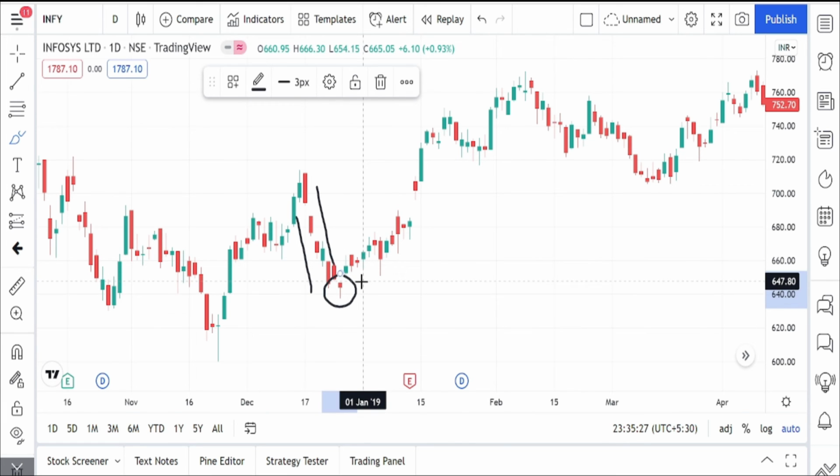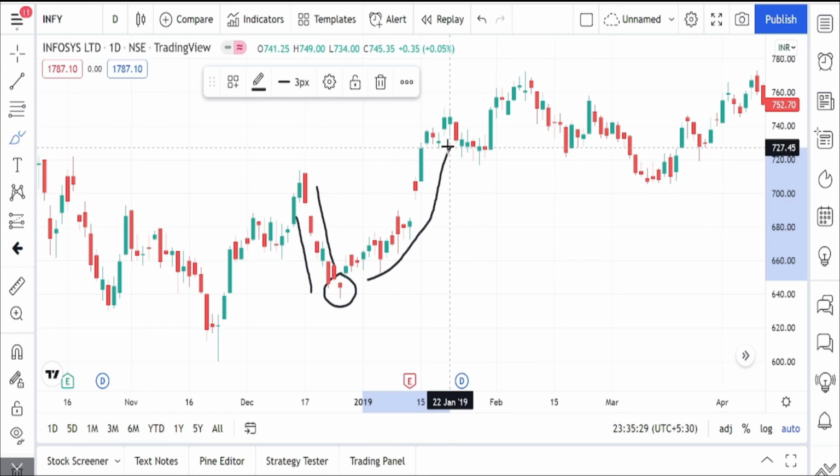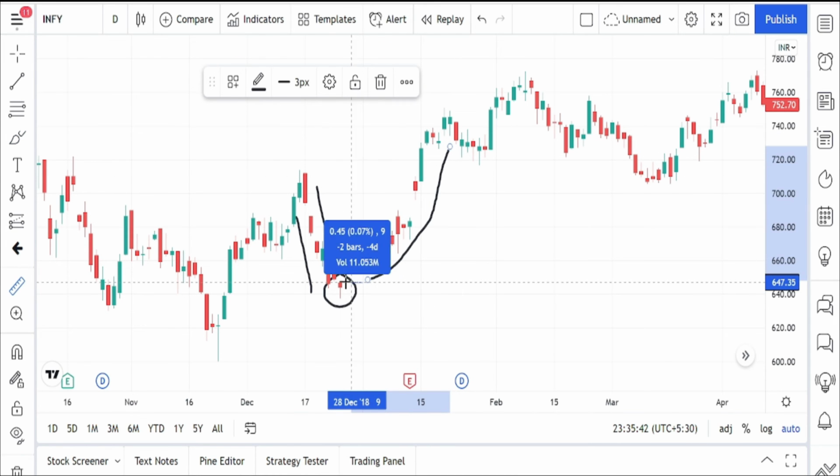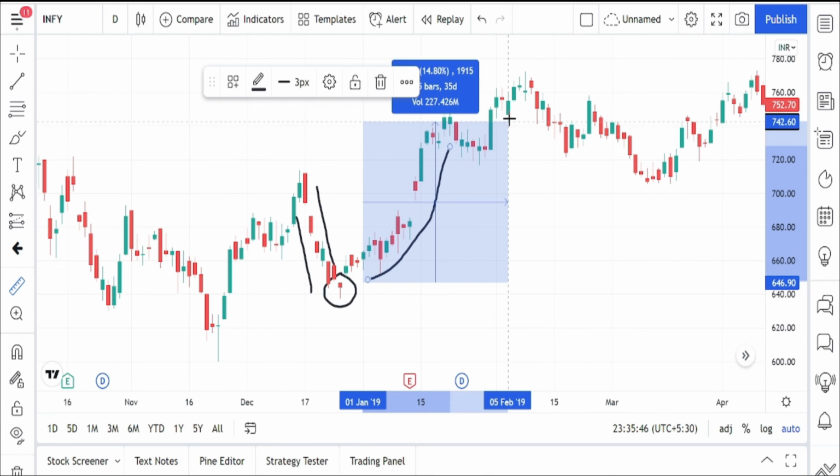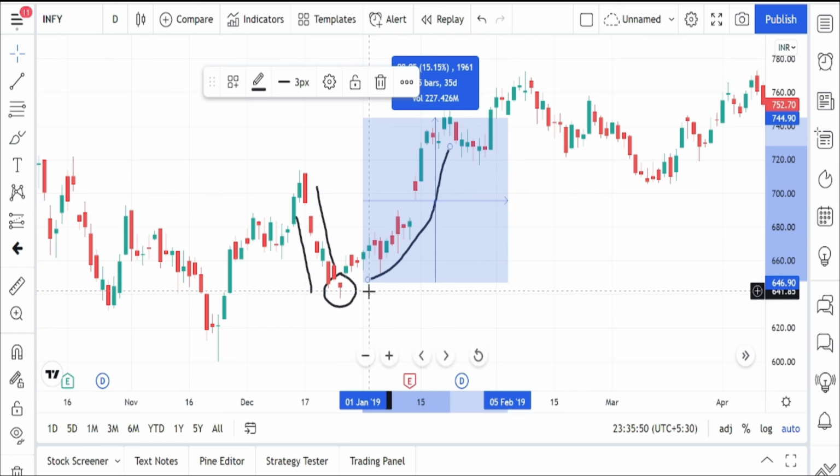And what happened in the next couple of trading sessions, friends? The market has shot up to higher levels. Now if we look at how much the market has gained from here onwards, it is close to 15%, right? And we can keep a trailing stop loss, and wherever the market comes down, depending on the trailing stop loss, we can exit from the stock.